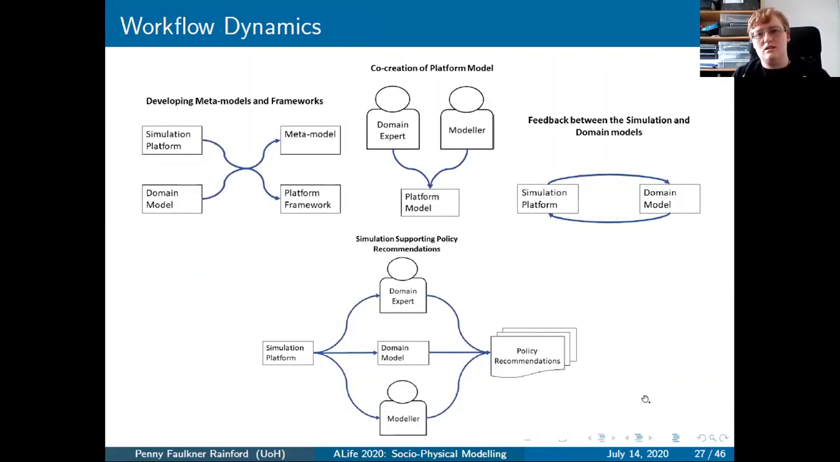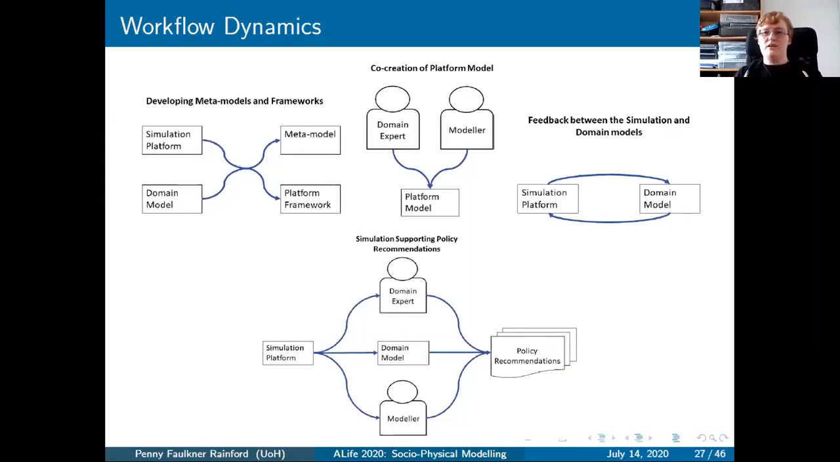And this is all about capturing these dynamics and allowing us to use them out in the other side of the dynamics, which is our workflow and how we work together to develop these models. So we've got the simulation platform and the domain model, both feeding back into developing further our meta model and our frameworks, in particular our platform framework, so that over time we get a clearer idea of what these models should look like and what concepts we need in that meta model.